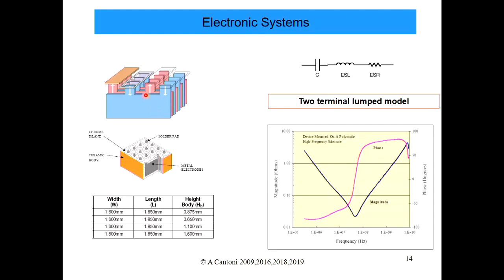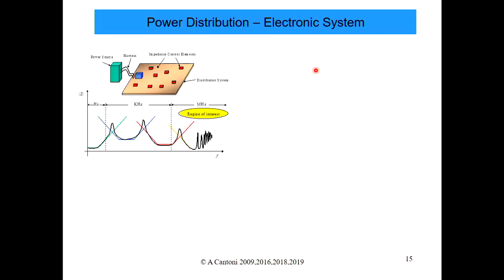So that's an example of creating a model for a real component that you can use in circuit theory, okay? We'll use those models. When you do the second half of the course, you'll do this project on power distribution in electronic systems, which is a really good project, to be honest.